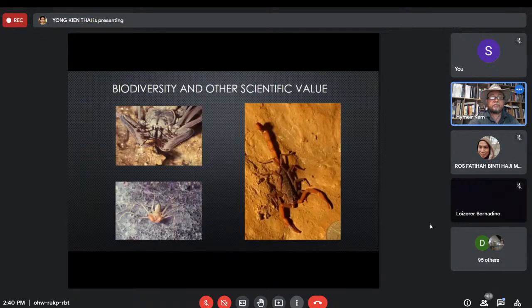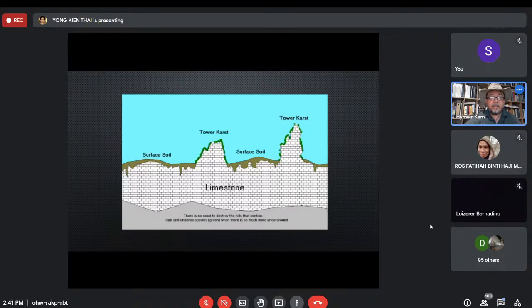Next one, please. And of course, yes, we'll be talking about biodiversity and other scenic value. These are some of the animals that you find over in limestone hills. Okay, next one.